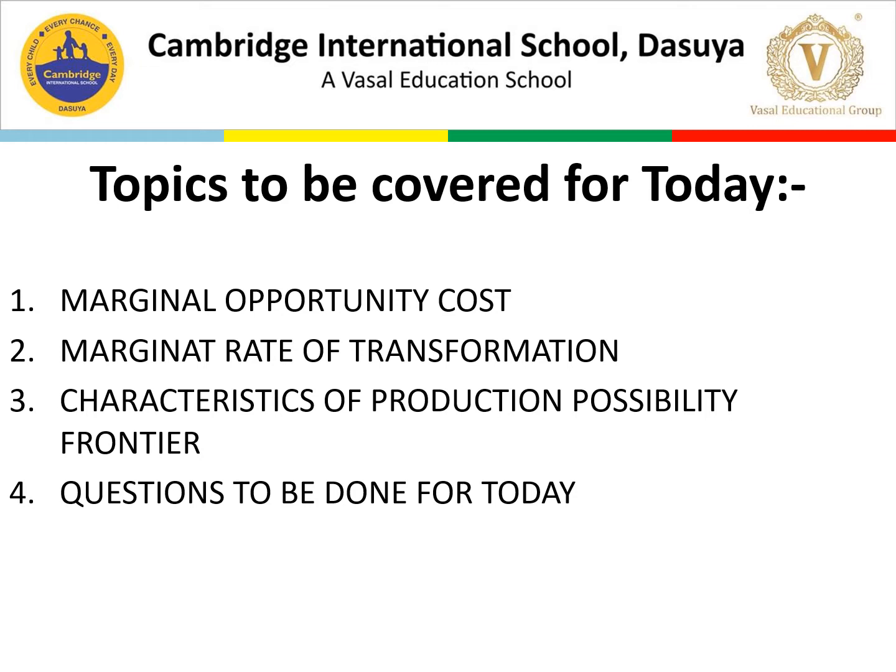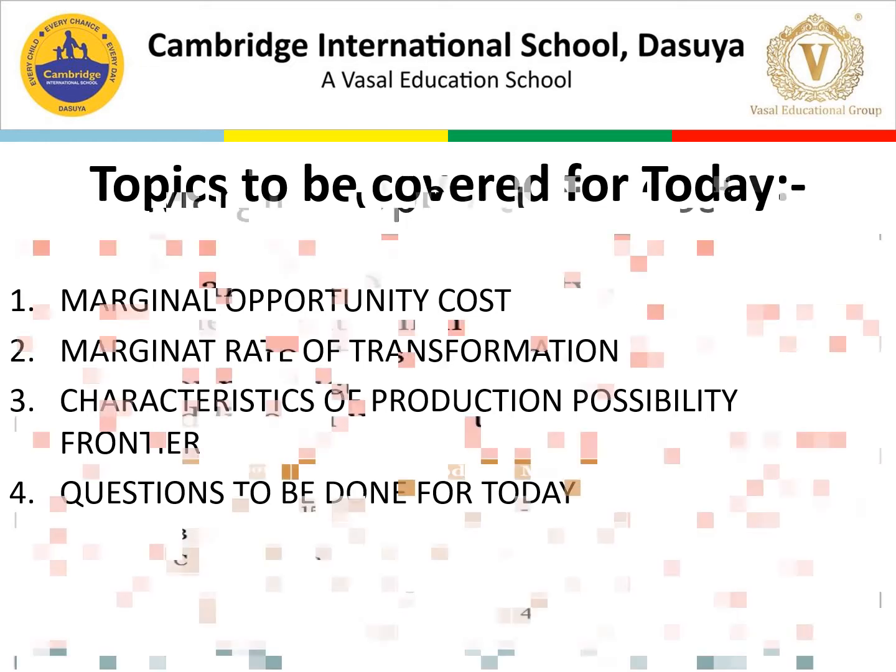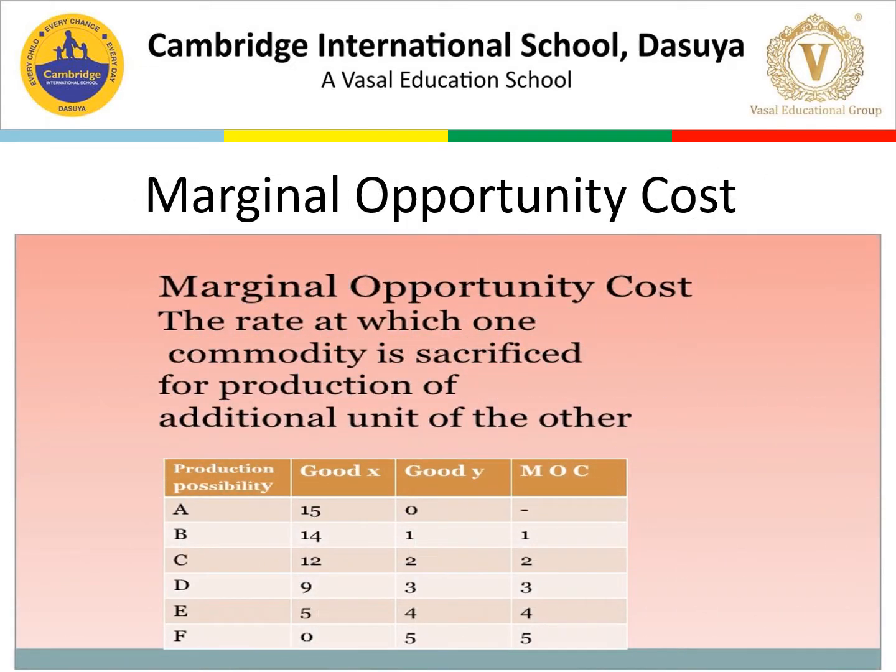So we have already covered that, but we have to do it in detail today. Next is the characteristics of the production possibility frontier. Whatever is left related to your PPF, we are going to cover today, and in the last we are going to do a few questions in your notebooks. So let's continue with your first topic of today, that is marginal opportunity cost.